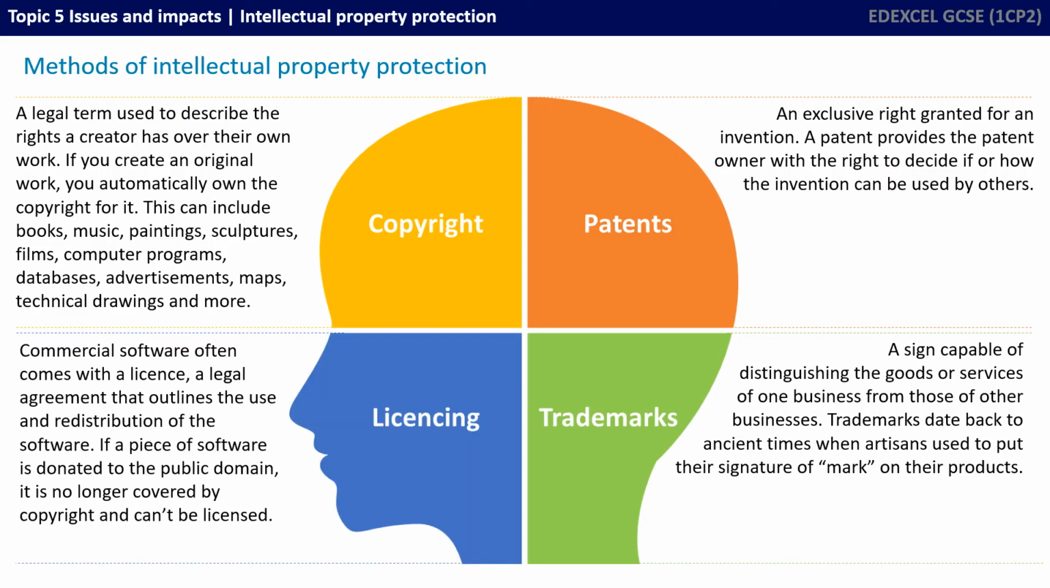And finally, there's the concept of licensing. Most commercial software comes with what's known as a license, and this is a legal agreement which outlines the use and the redistribution of the software. Now, it is possible for someone who produces software to put that into what's known as the public domain. Once you've done this, it is no longer covered by copyright and can't be licensed.